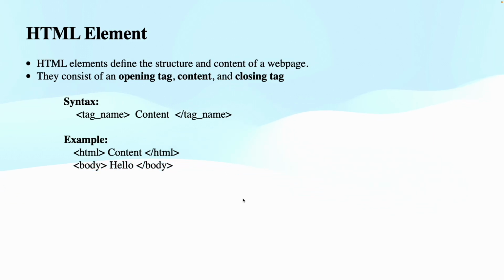Now that we understand HTML, let's explore its elements. They structure the page and display the content. HTML elements define the structure and content of a web page. Each element consists of three parts: an opening tag, content, and a closing tag. In my example, I have added HTML and body tags.